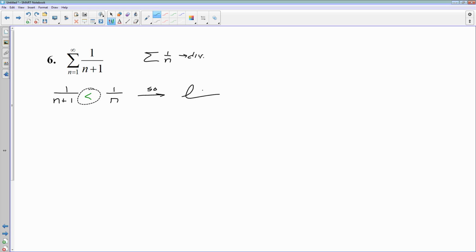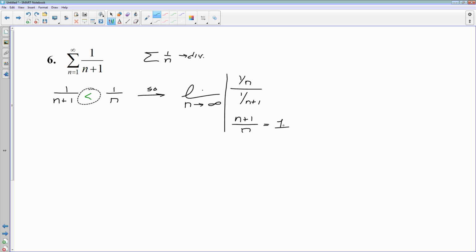So we will do the limit as n approaches infinity. Doesn't matter which one you put on top. I usually put my comparison series on top. So 1 over n over 1 over n plus 1. We'll flip and multiply. That cleans up to n plus 1 over n. And again, same situation. Top degree equals bottom degree. Therefore, I'll divide the leading coefficients, and I get 1, which is a positive finite number.